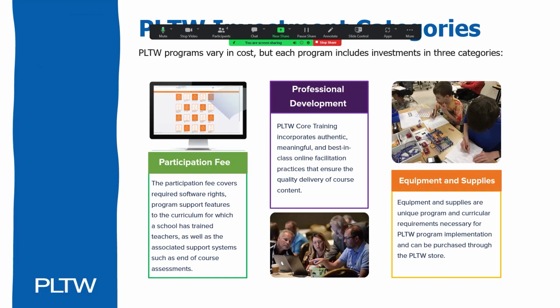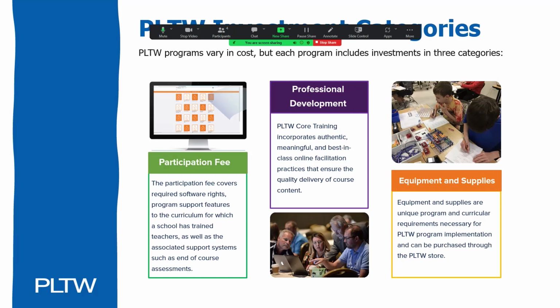So PLTW programs vary in cost, but each program includes investments in three categories: the participation fees, professional development, and equipment and supplies. The participation fee is an annual fee that covers all of the curriculum access and software rights for your PLTW programs. To be able to teach one of our courses, a teacher must be trained by PLTW in our core training experience. This is an online training led by some of the best PLTW teachers in the country, including our panelists today. Lastly, our curriculum is project-based and very hands-on, so there are some equipment and supplies that you will need for your implementation.